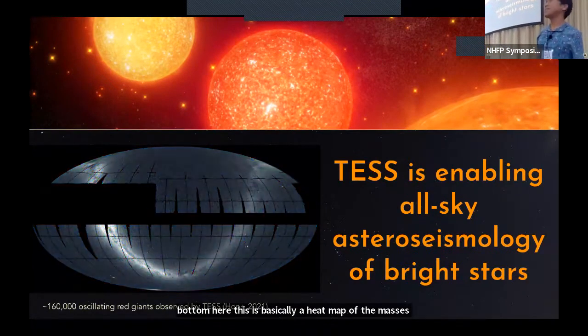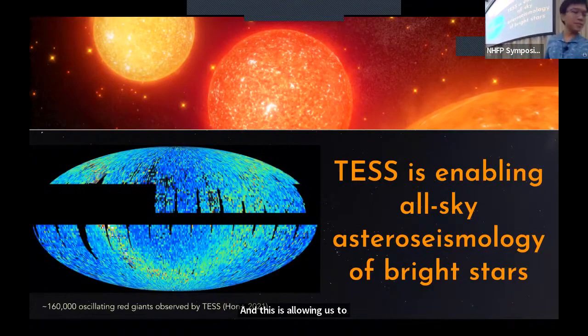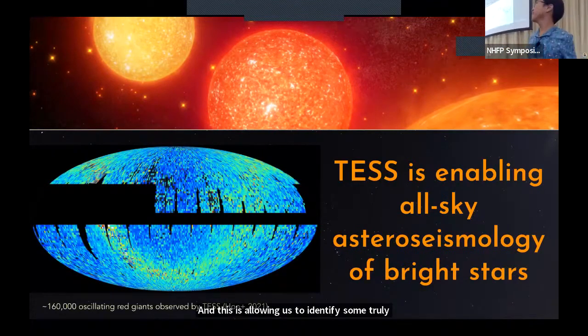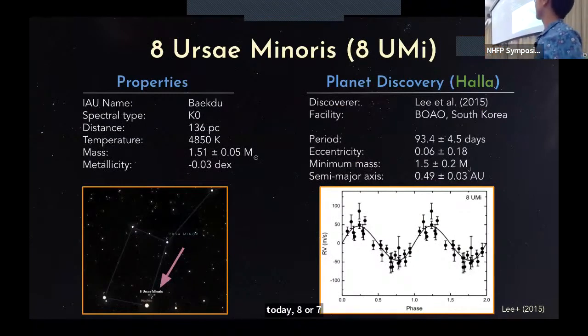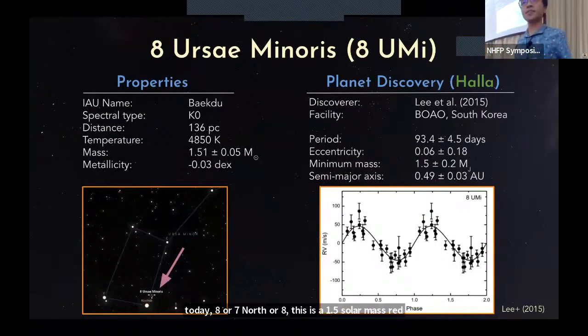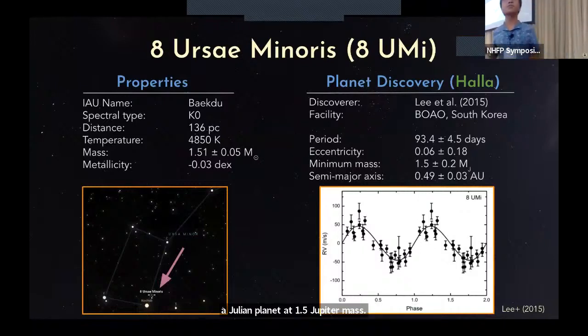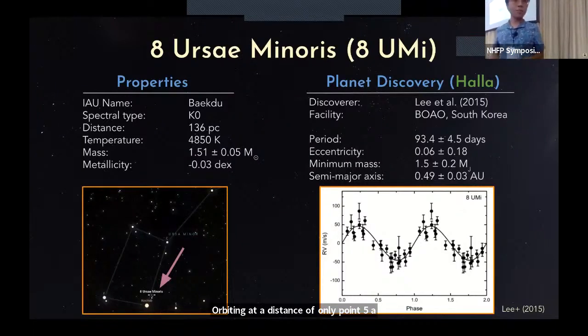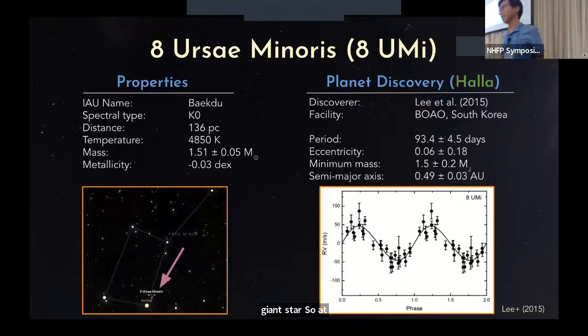And this is allowing us to identify some truly interesting candidates, some truly interesting systems, which includes the exoplanet host that I'll talk about today, 8 Ursae Minoris, or 8 UMi. This is a 1.5 solar mass red giant with near-solar metallicity, and in past years, astronomers discovered using RVs the presence of a Jovian planet, 1.5 Jupiter mass, orbiting at a distance of only 0.5 AU from this giant star. So at first glance, this might seem like a run-of-the-mill planet facing engulfment.